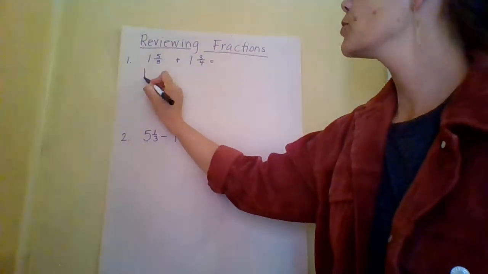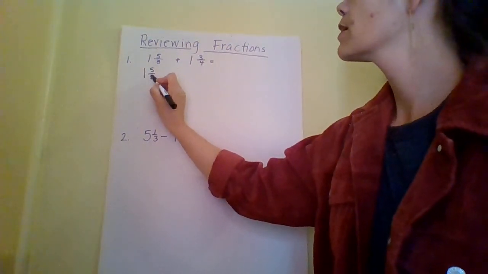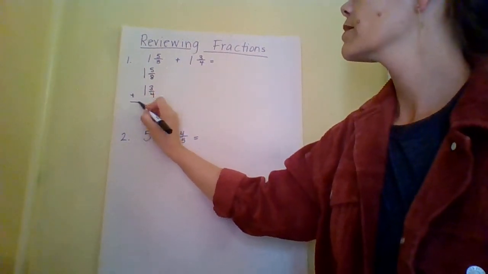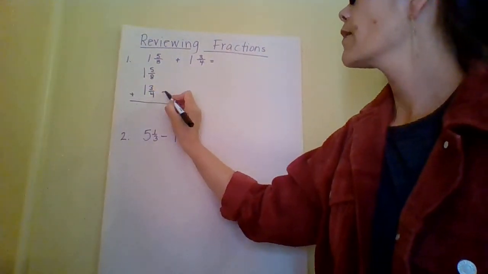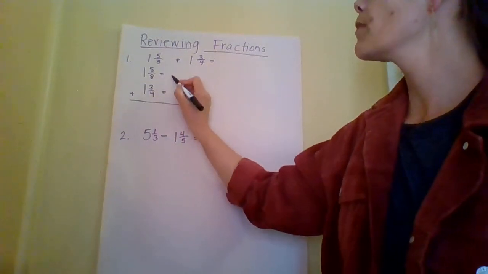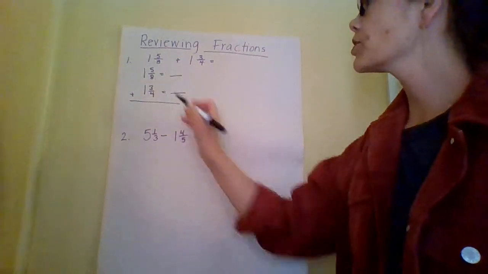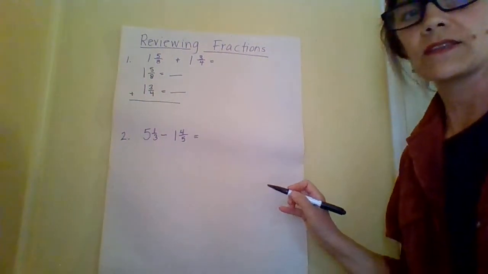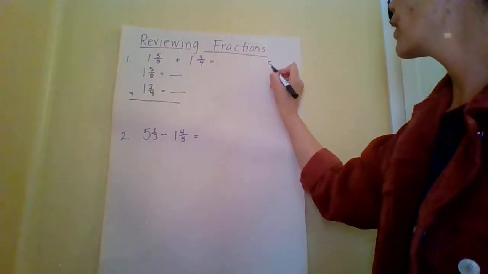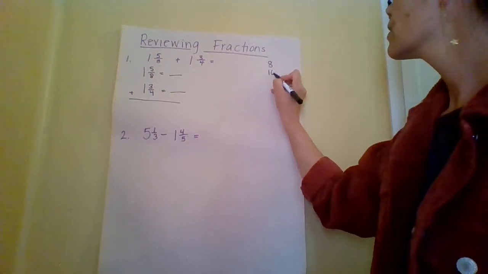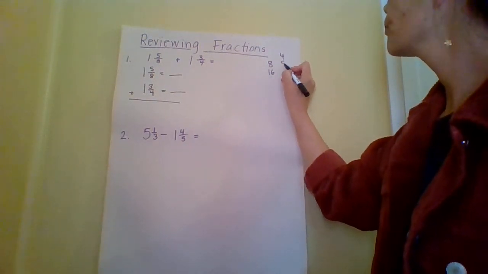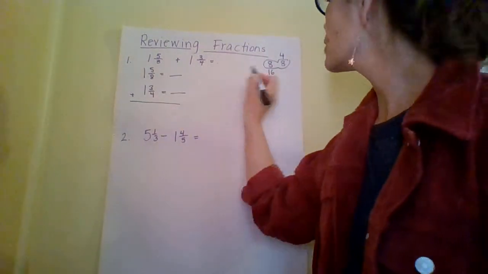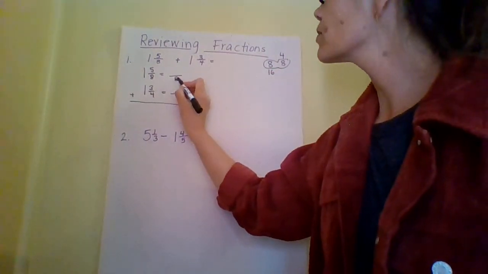So the first thing we have to do is recopy it vertically. And there we are. And then the next thing we're going to do is make equivalent fractions, because we can see that 8ths and 4ths are not the same. So we count by 8, and we count by 4, and then we do the peanut. And remember, the number in the peanut is what goes on the bottom.